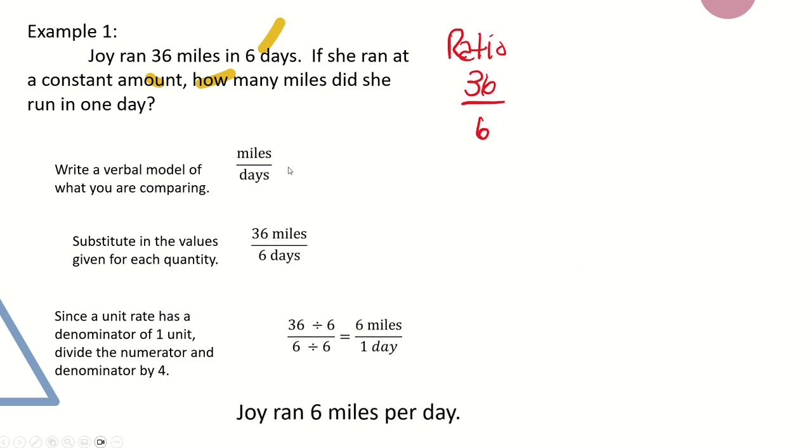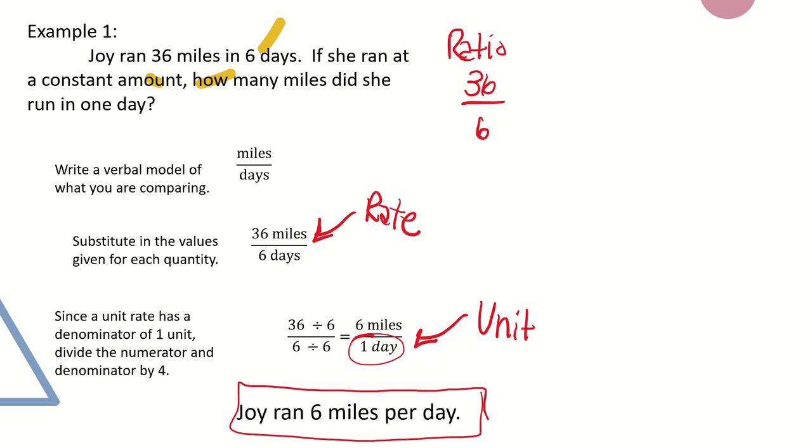Again, we're comparing miles over days, 36 over 6. So I'm simply plugging in what we know. And then, of course, I would divide to find my unit rate. So this represents my rate, and this represents my unit rate. Why? Because it's in one day. So Joy ran 6 miles per day. Just being able to determine the difference between the three and find each of the three. Let's move on to some more practice.